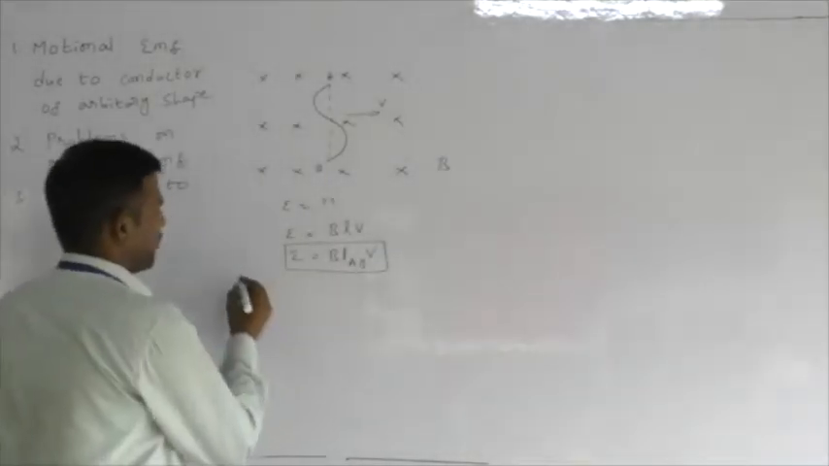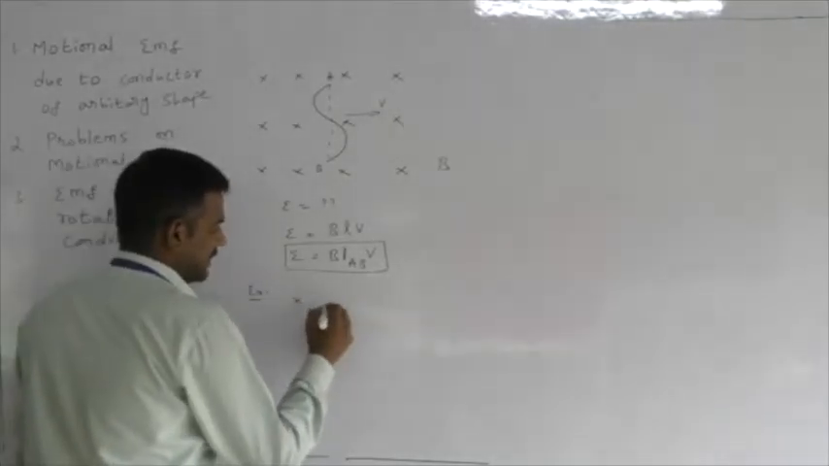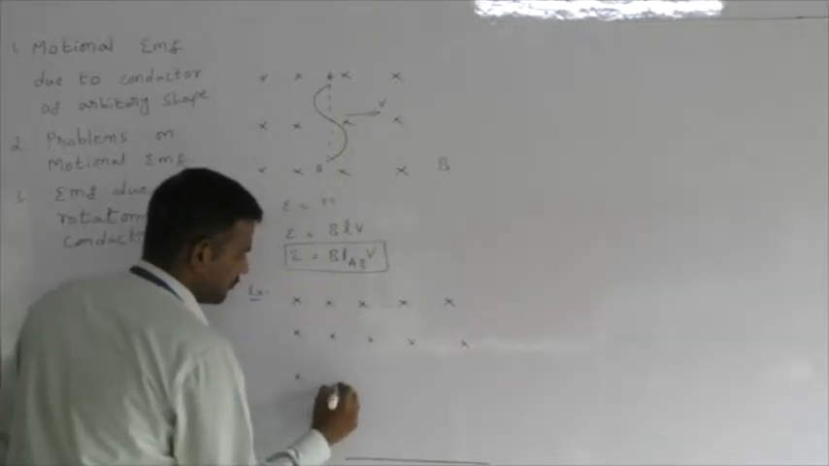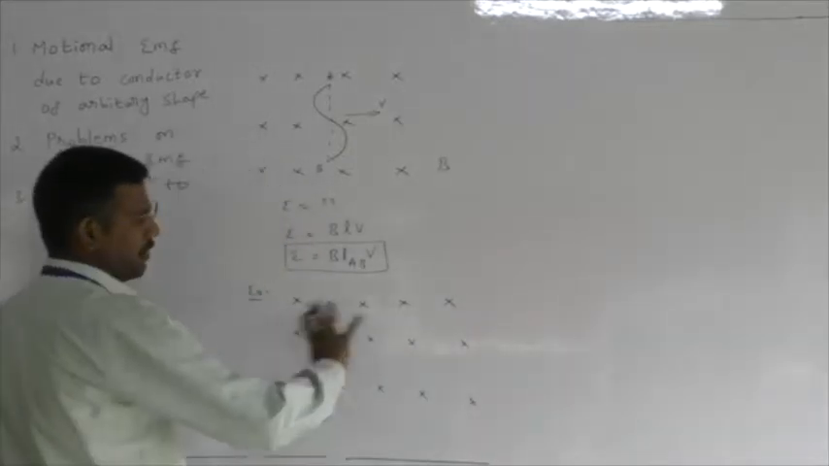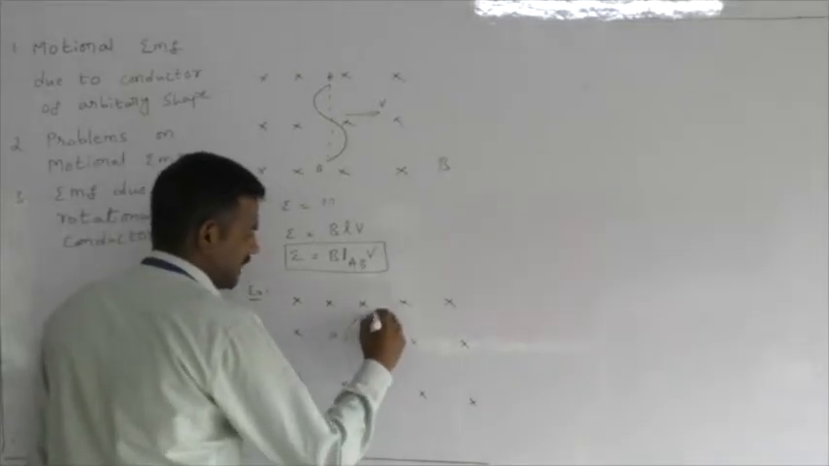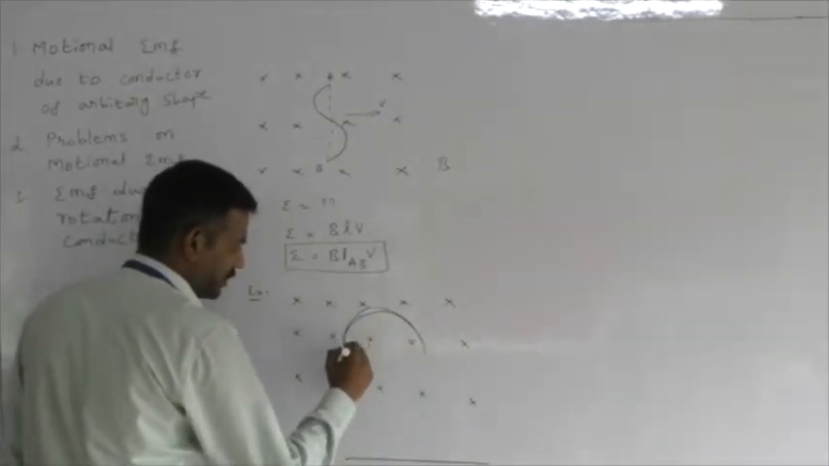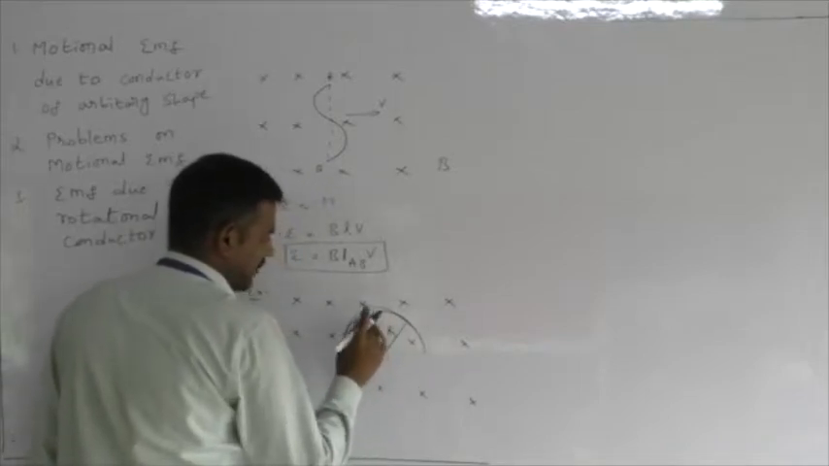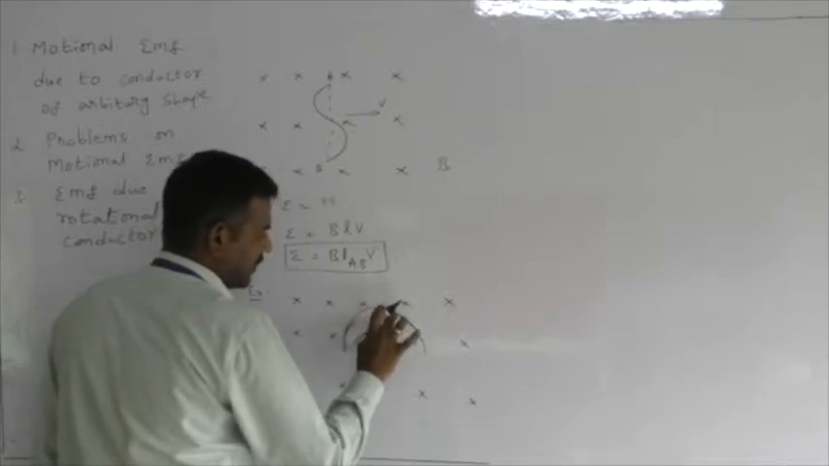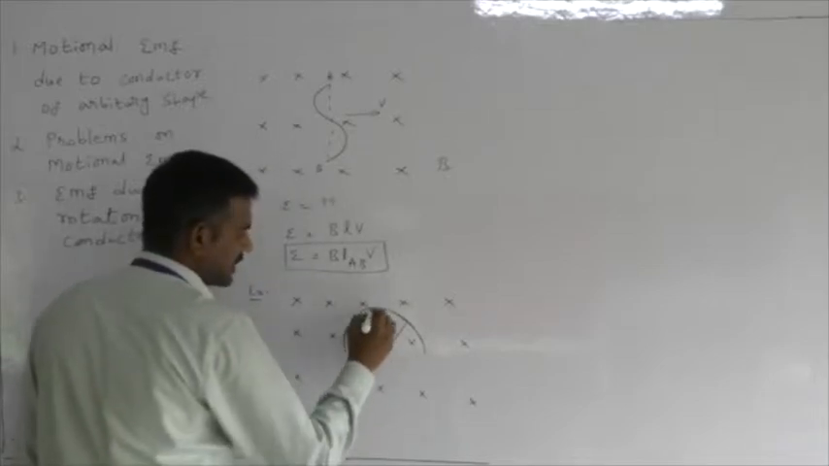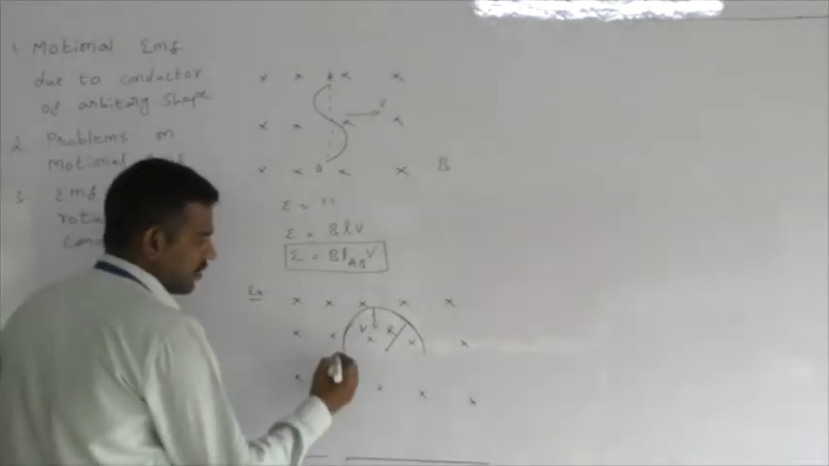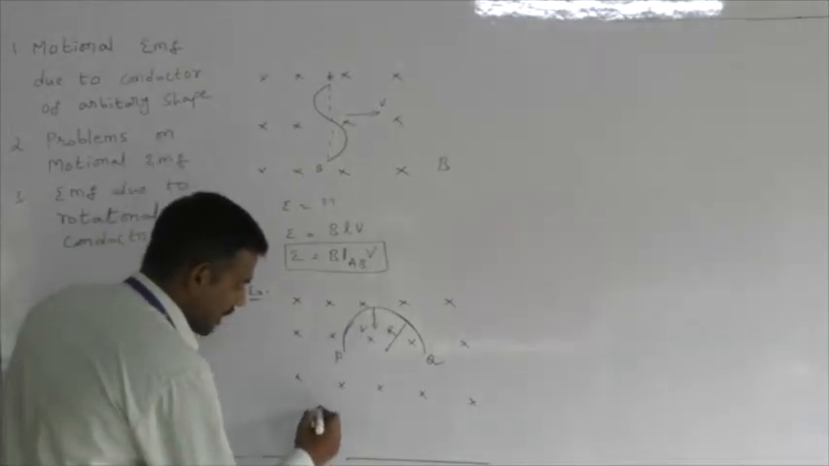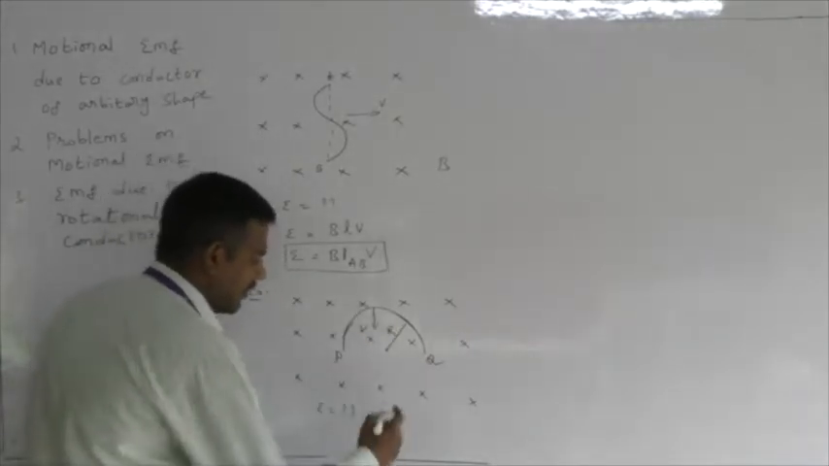I will give you one example problem also. For example, let us suppose there is a uniform transverse magnetic field, and within it a conductor, semicircular in shape, with radius R, is falling with a velocity V. Let us call this end P and this end Q. Now the question is: what is the magnitude of induced EMF, and where is the potential high?